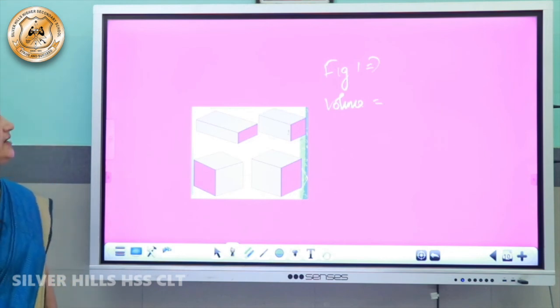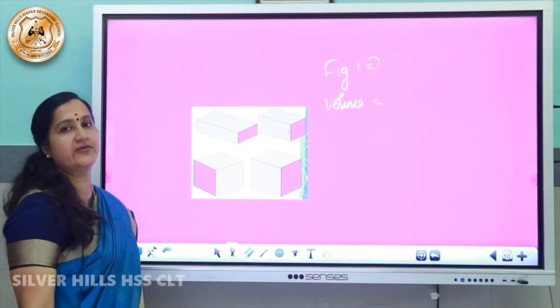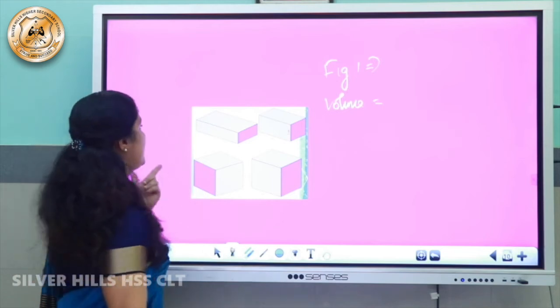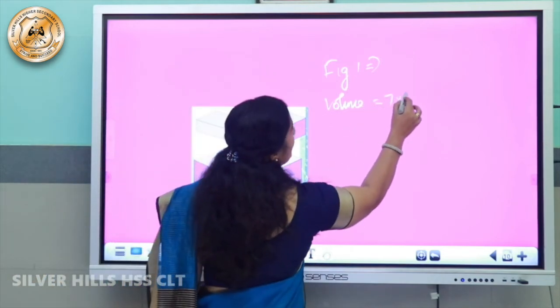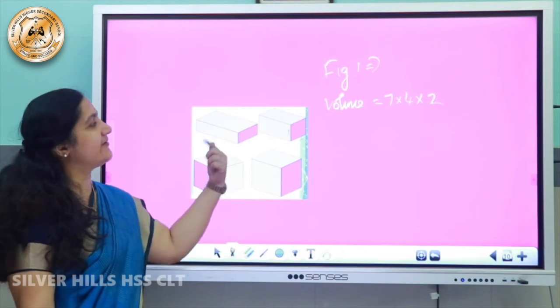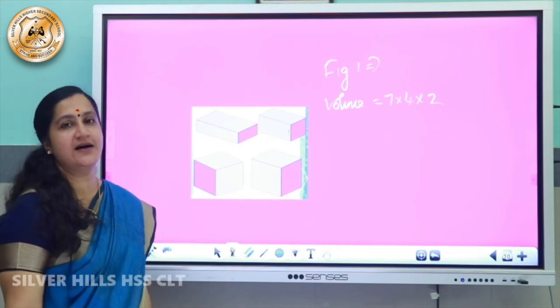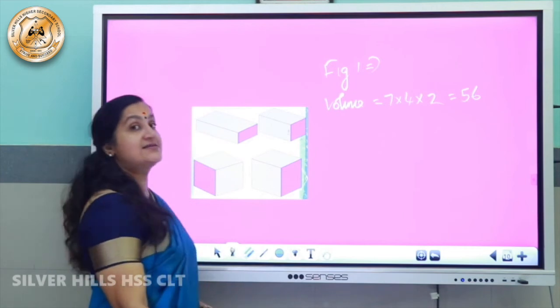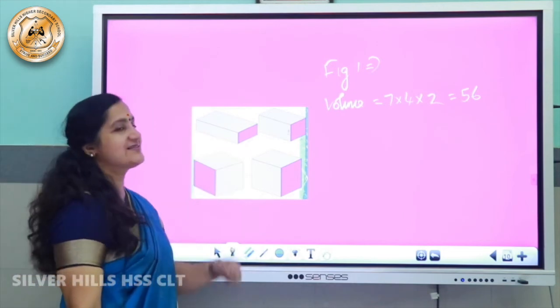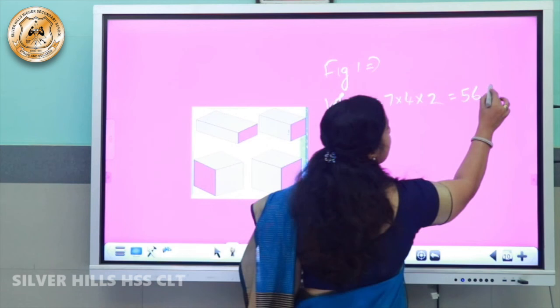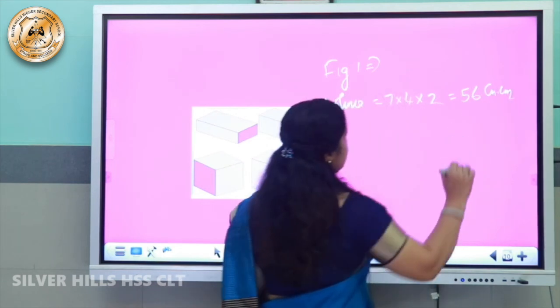Okay, Rinsan, give me, what about the volume of figure number 1? Length into breadth into height. That means 7 into 4 into 2. 7 into 8. 7 8s are? Yes, it is 56. What is the unit? Here the measurements are given in centimeter. So volume equal to 56 cubic centimeter.